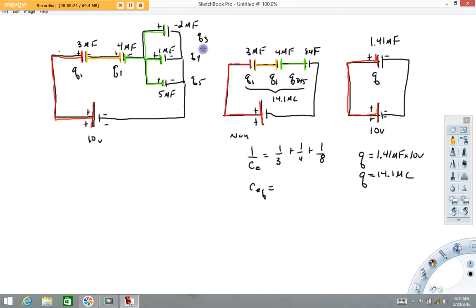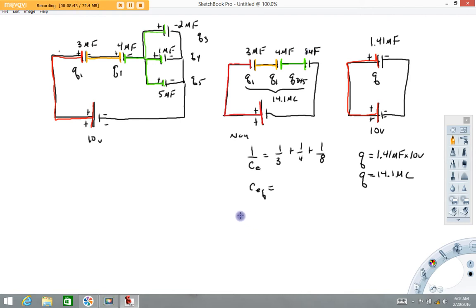Now, as far as how do we calculate these guys? Well, what we need is the voltage across each of these. Notice that the voltage is the same. Green to black, green to black, green to black. And I look over here in this picture. Green to black is the voltage across that capacitor. So we can calculate that.